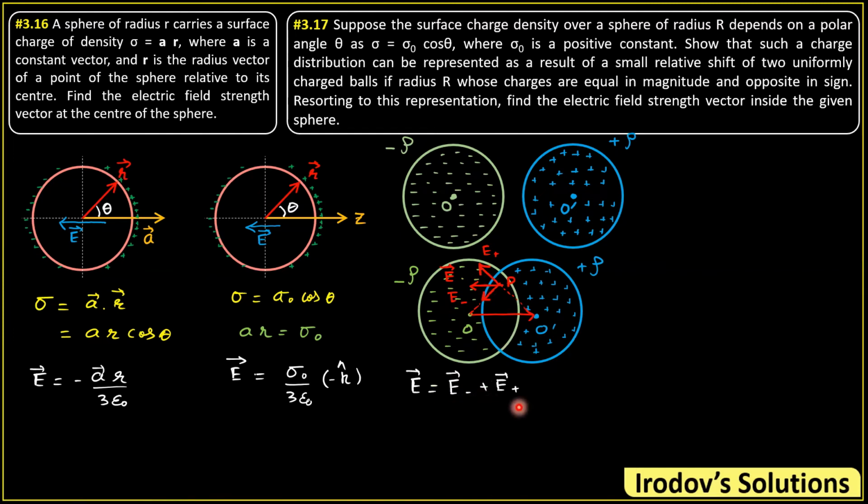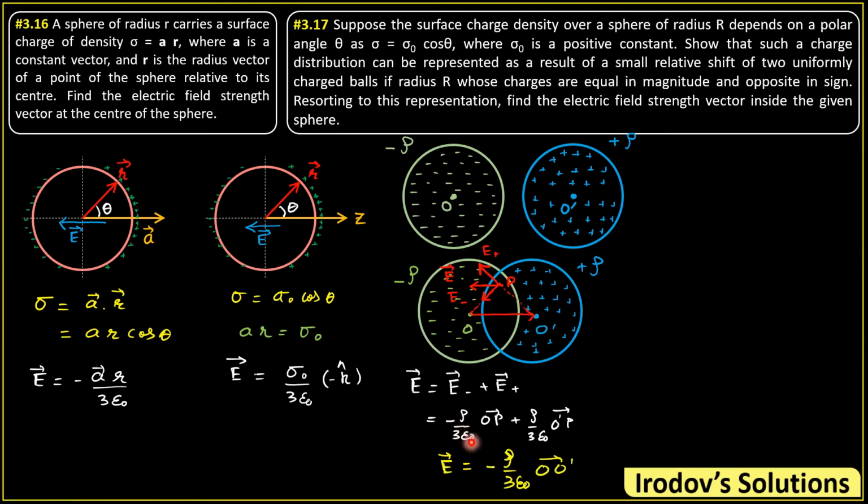And I'm going to use a result that inside a uniformly charged solid non-conducting sphere, the electric field at a point is equal to rho divided by 3 epsilon naught times r vector, where r vector has its tail at the center and head at the point at which the electric field is sought. So this E minus would be minus rho by 3 epsilon naught times OP vector, and E plus would be plus rho by 3 epsilon naught times O dash P vector. So I can write like that.